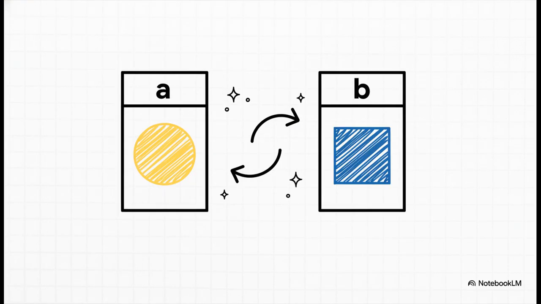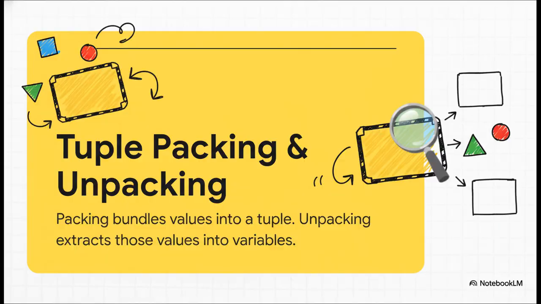Now watch this. In Python, it's just A comma B equals B comma A. That's it. One single beautiful line. It's clean, it's perfectly readable, and it kind of feels like a magic trick. So, what's the secret? How is this actually working? The secret is tuple packing and unpacking.